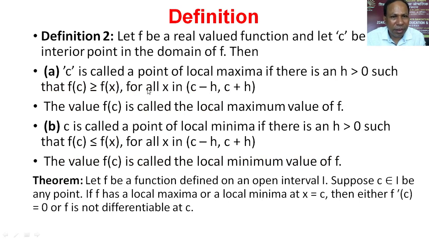One more definition. Let f be a real valued function, and this definition is in terms of the neighborhood of a point. Say f is a real valued function, and let c be any interior point in the domain of f. Now consider the close neighborhood of c, say c minus h and c plus h, where h is as small as possible but is a positive quantity. Now c is called a point of local maxima if f(c) is greater than or equal to f(x) for all values of x lying in the interval c minus h to c plus h.